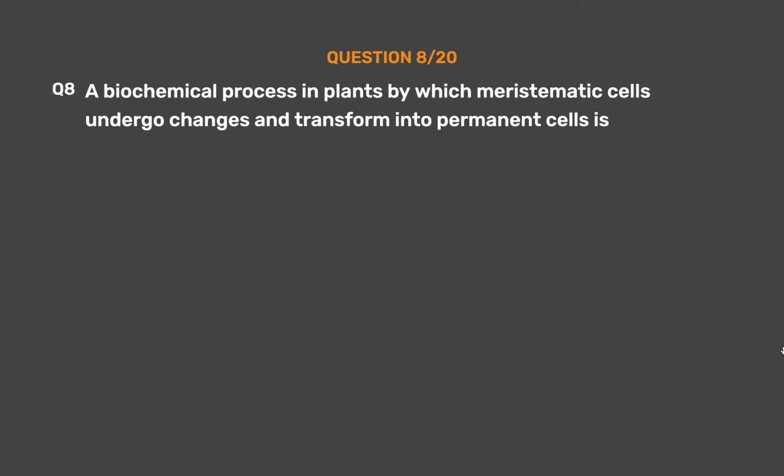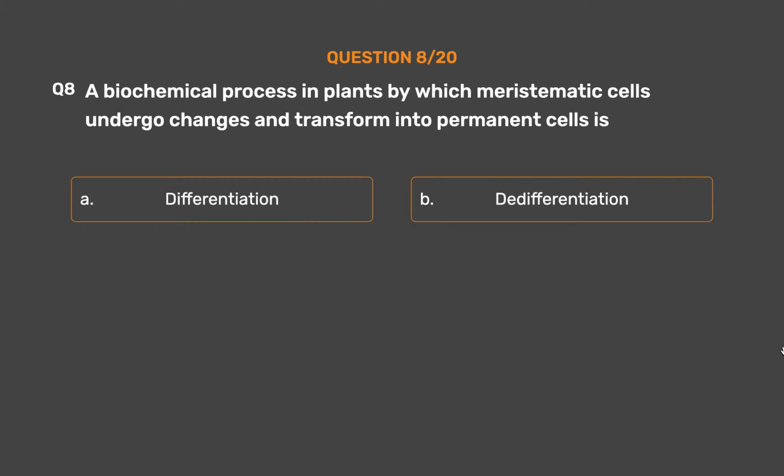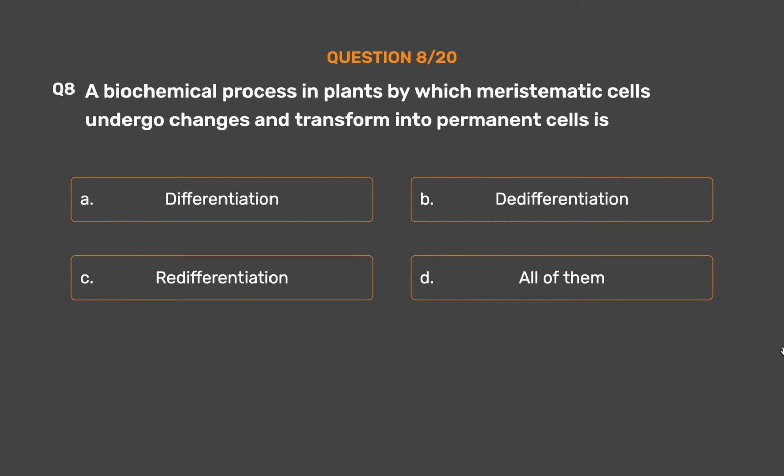Question number 8. A biochemical process in plants by which meristematic cells undergo changes and transform into permanent cells is Option A. Differentiation. Option B. Dedifferentiation. Option C. Redifferentiation. Option D. All of them.